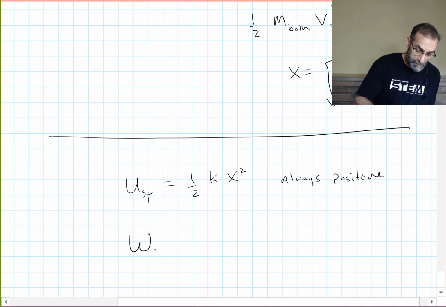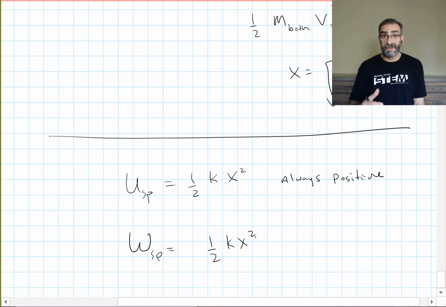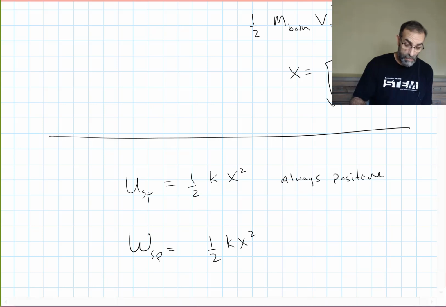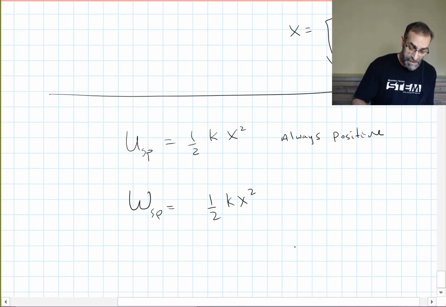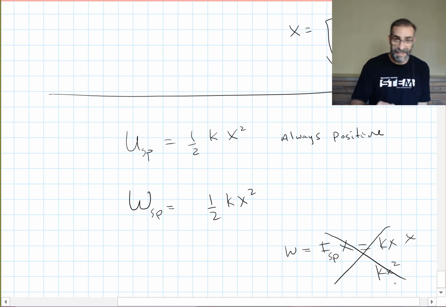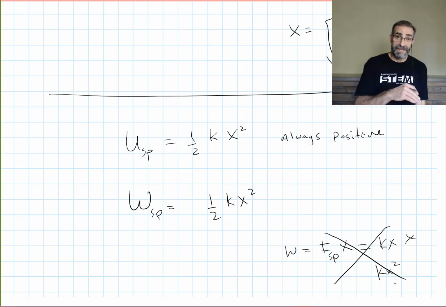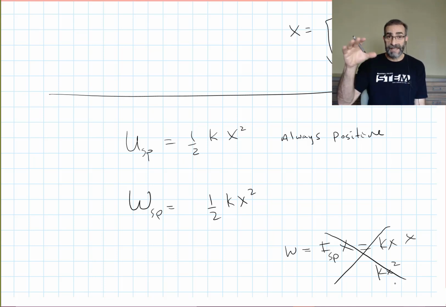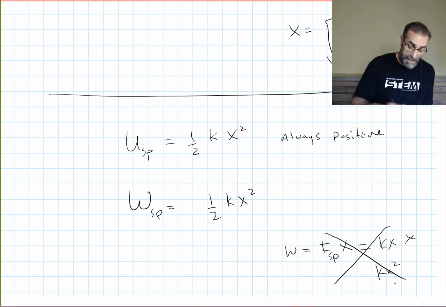But the work done by a spring has the same formula, 1/2 k x squared, because you have to integrate the force, right? Don't make the mistake of saying the work done by the spring is the spring force times the distance. What's the spring force? Kx. What's the distance? X. Kx squared. That's not right. The spring force is not kx for the whole time, right? It starts out at 0 and it works its way up to k times x maximum. So when you integrate, you get 1/2 kx squared.